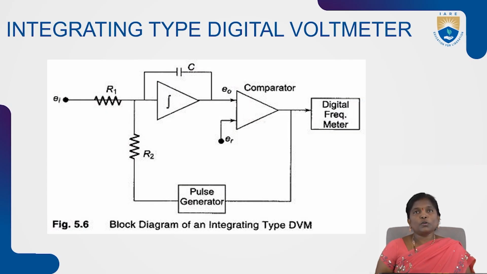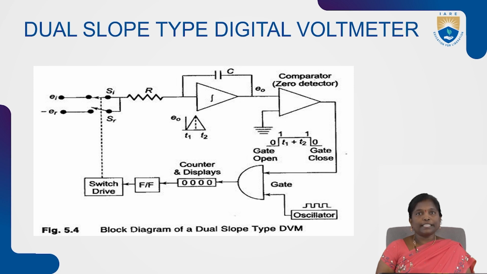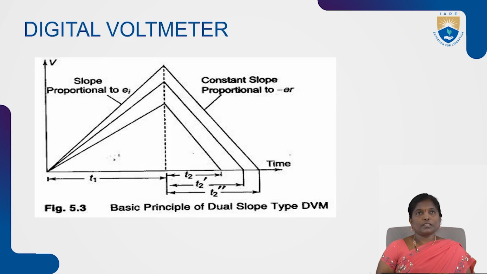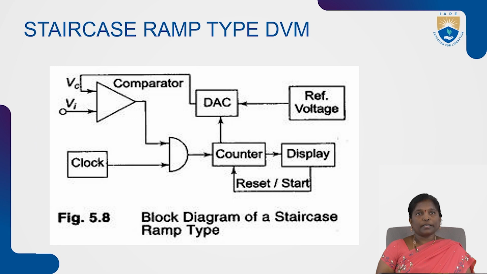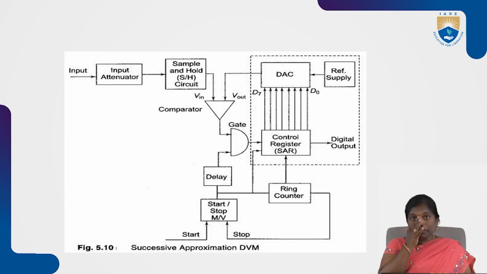With the help of digital voltmeters, we can measure the voltage directly, or we can convert frequency to voltage or time period to voltage. We have already discussed the integrating type of digital voltmeter, the real slope integrating type, and the staircase ramp type of digital voltmeter. Now we are going to study the successive approximation type of digital voltmeter.